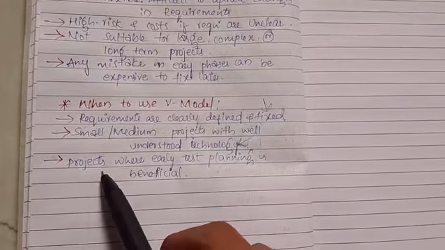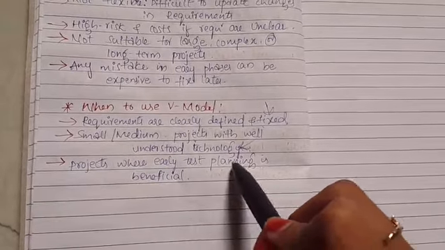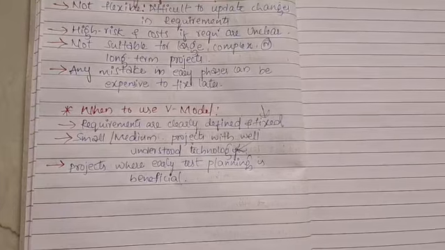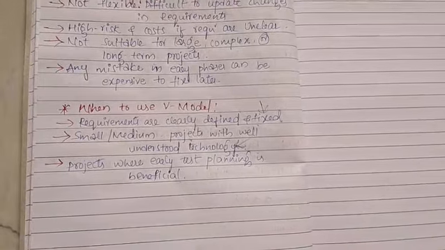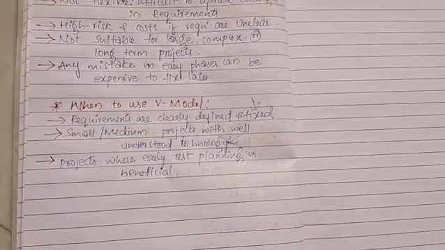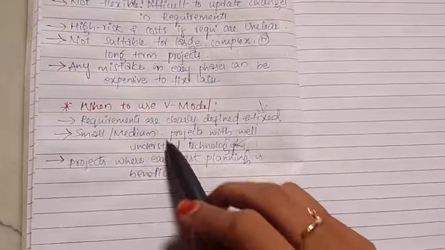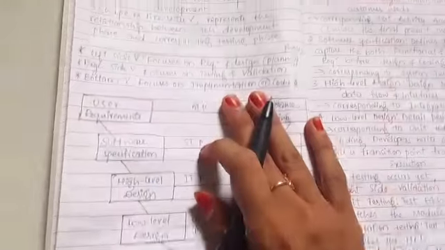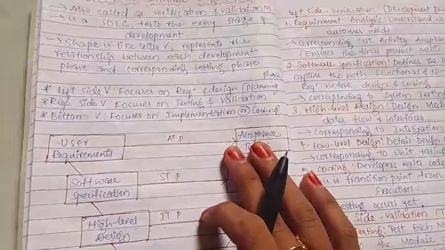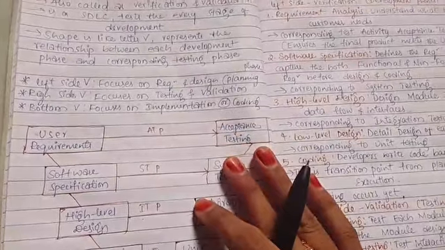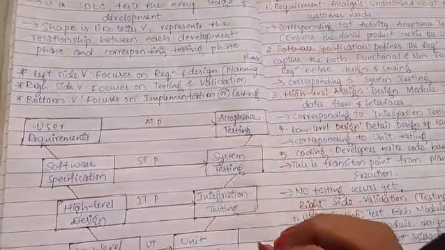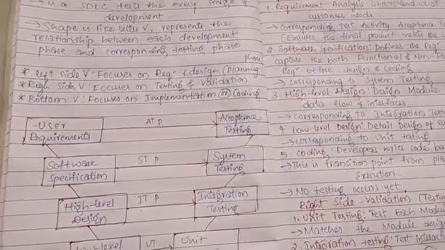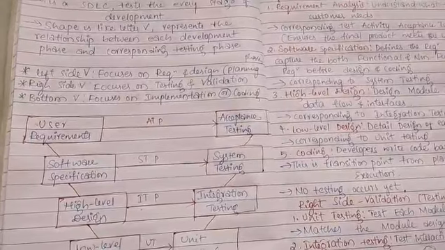And the third one is projects where early test planning is beneficial. The project should be tested in the early phases, which is beneficial. In these cases we use the V model. This is the complete explanation of the V model. This is a very important question in software engineering. You will get it for sure. If you write this much, it is enough and you can get full marks for this question.